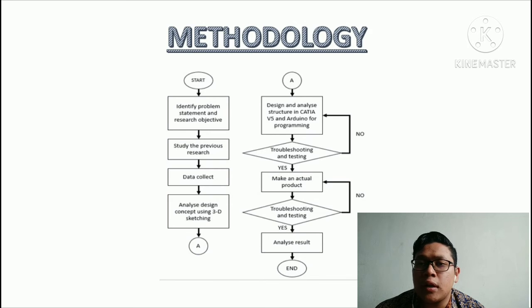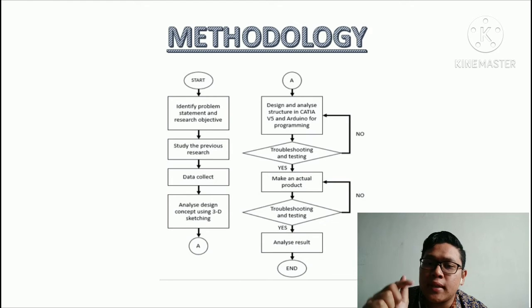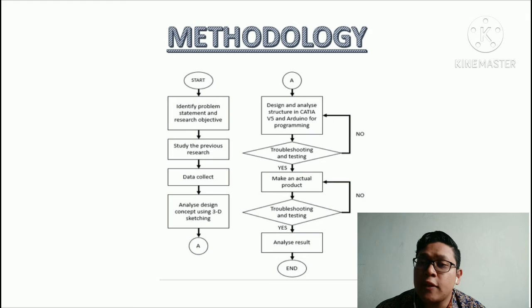This will proceed to the second PSM, which is next semester. And then when we are done with the actual product, the prototype, we have to do a second experiment to identify the performance of the product. If there are any problems, we go back to the previous step, identify the problem, then run the testing, the second experiment. If there is no problem, then we go to the final step, which is analyzing the result and making some conclusion.